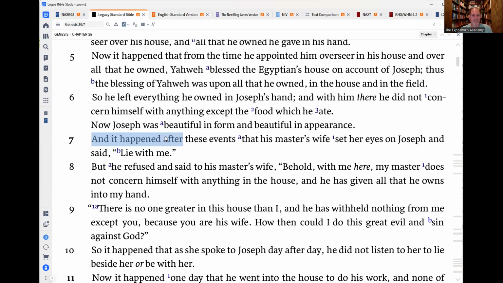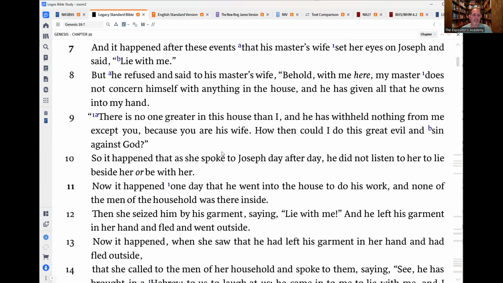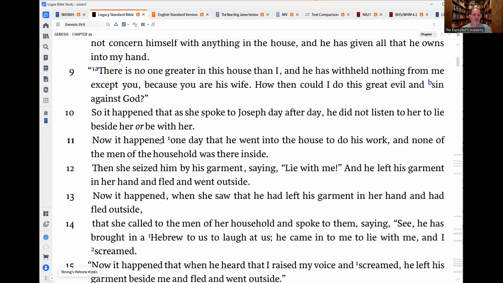And it happened, I'm in verse 7, after these events, that his master's wife set her eyes on Joseph and said, lie with me. But he refused and said to his master's wife, behold, with me here, my master does not concern himself with anything in the house, and he has given all that he owns into my hand. There is no one greater in this house than I, and he has withheld nothing from me except you, because you are his wife. How then could I do this great evil and sin against God?